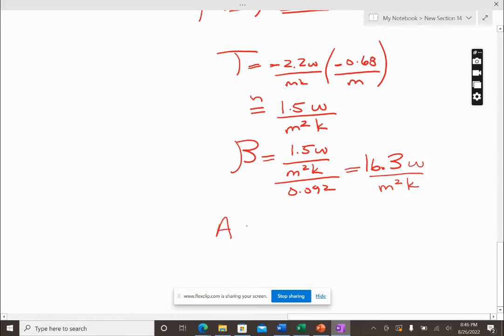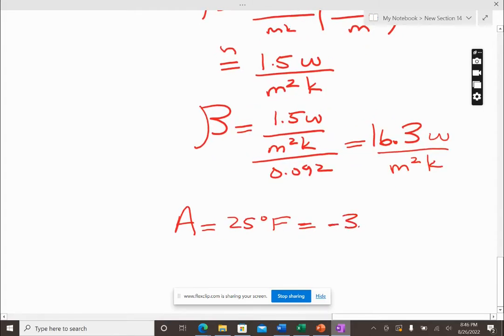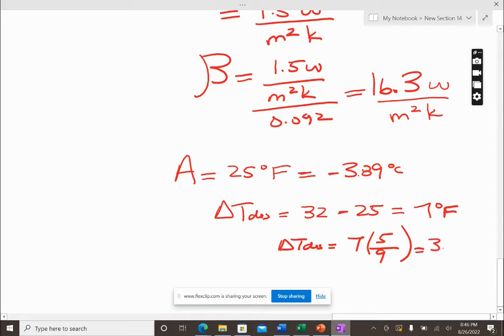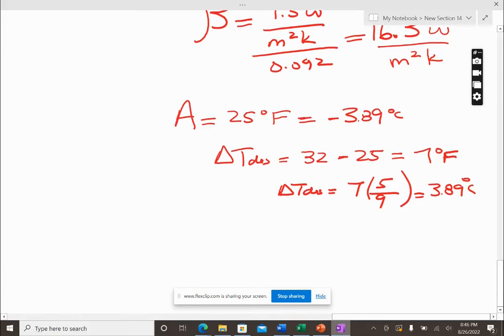So let's say the ambient, suppose A equals 25 degrees Fahrenheit. It has to be in degrees Celsius. So this is equal to negative 3.89 degrees C. We want our delta T design to equal 32 as our target minus 25 as our starting point, and that's 7 degrees Fahrenheit. To make it in Celsius, we just write delta T design equals 7 times 5 divided by 9 to convert to Celsius, and we end up getting 3.89 Celsius. Okay, so now we can measure the heat flux.